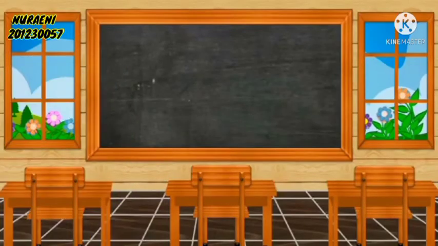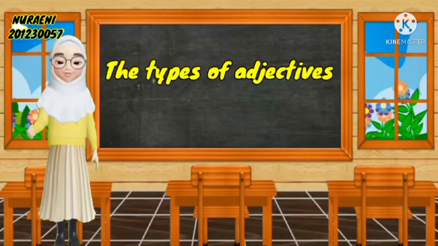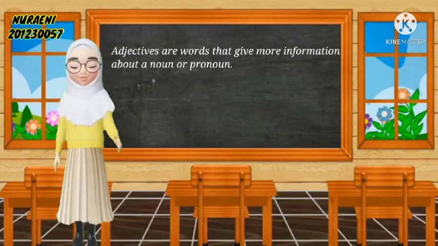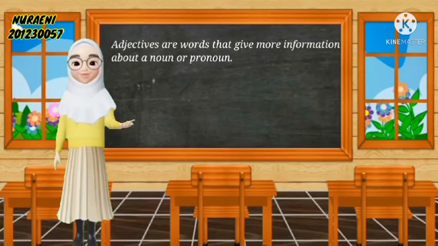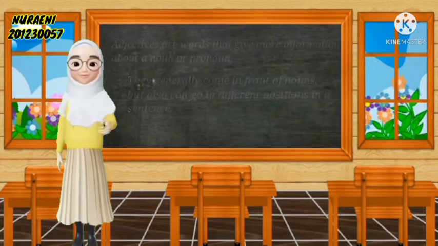Okay guys, for the next material, we are going to learn about the types of adjectives. Do you know what adjectives are? Adjectives are words that give more information about a noun or pronoun. They generally come in front of nouns, but can also go in different positions in a sentence.